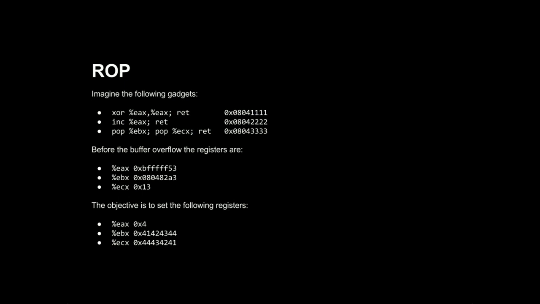Imagine we have these three ROP gadgets. Now this is AT&T dialect, and I find it pretty obnoxious too, but I don't think it matters for this example. We've got an XOR here. What does this XOR do? Yeah, okay, good. It's zeroing out the EAX register, and then it returns. You'll notice that all the gadgets end in return, because you want them to jump back and then you specify the next one as the return address.